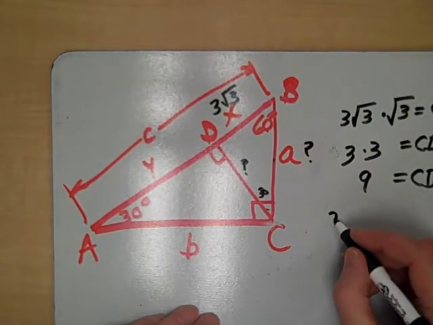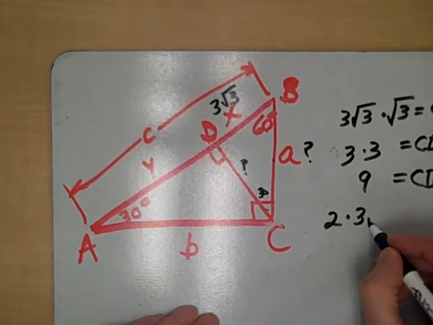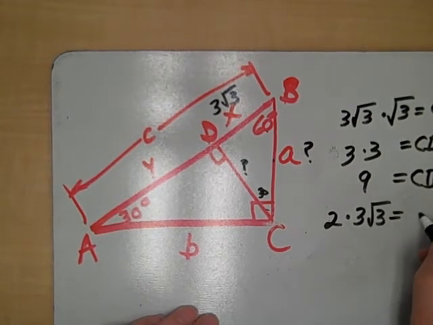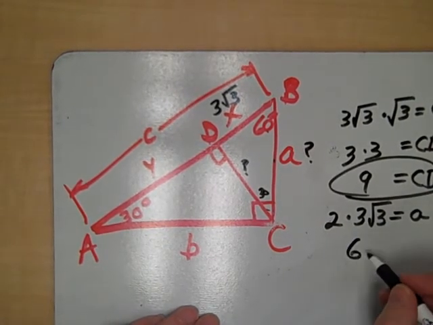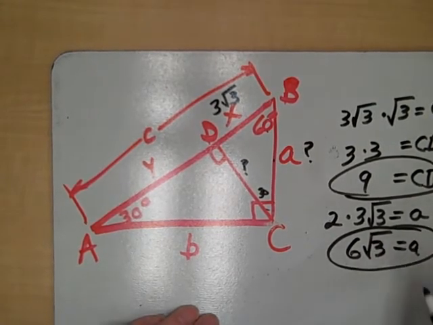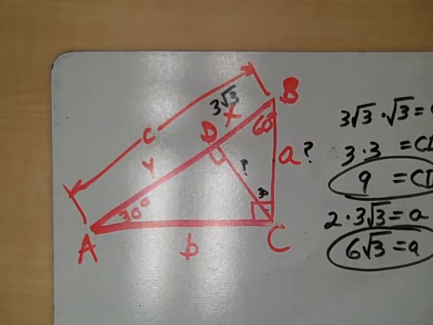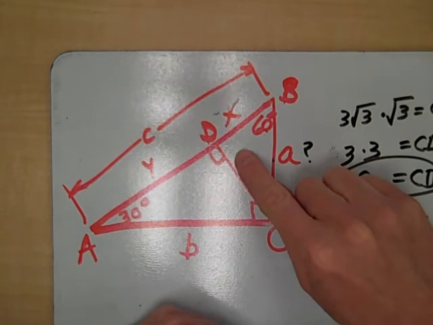Now A is the hypotenuse of this little triangle here. And 2 times the short leg, 3 radical 3, is the hypotenuse, which in this problem is A. And 2 times 3 is 6, so 6 radical 3 is A. So that's number 8. I'm going to erase this one more time, and we're going to do number 9.